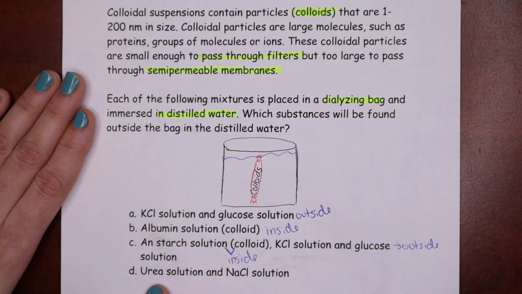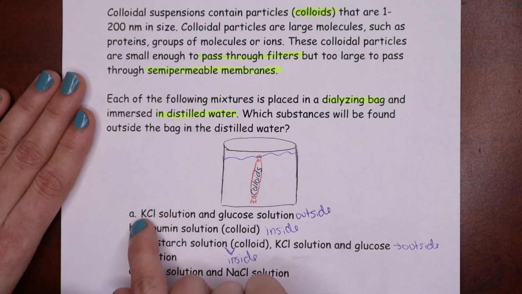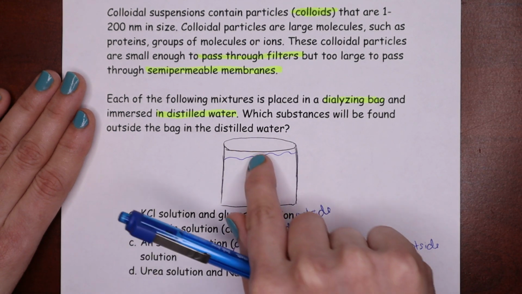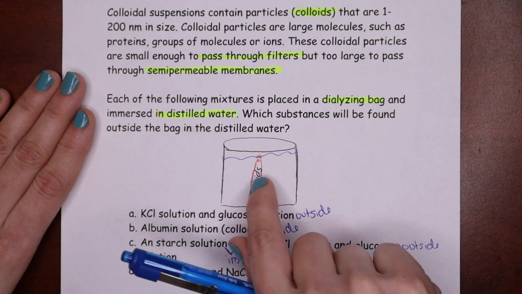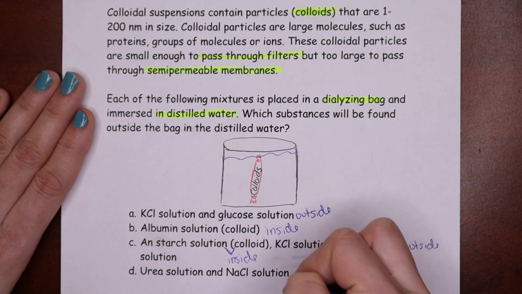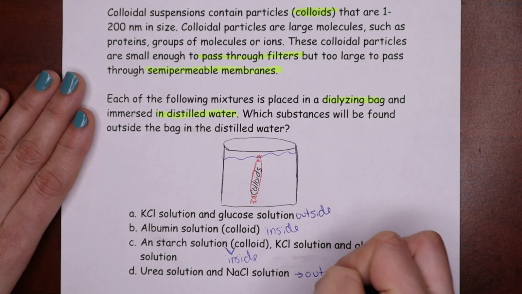Then it says urea solution and sodium chloride solution. Again, they're not telling us the size in specific, so we're going to make the same assumption that we made for letter A, that it's not going to be in the bag, but it's going to diffuse out. So this is going to be on the outside.